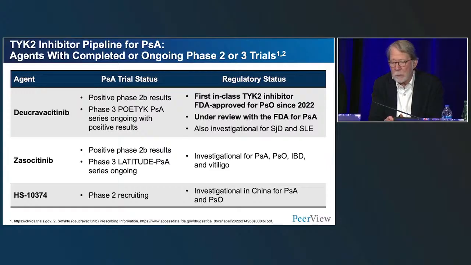In Sjogren's syndrome, we don't have any phase 2 data. They went right on into phase 3. But there too, I can think of many patients in my practice where patients with lupus or Sjogren's would benefit from a new mechanism of action. But tonight we're going to focus on psoriasis and PsA. And then in the Zazo program, besides psoriatic arthritis and psoriasis, they're also pursuing inflammatory bowel disease and vitiligo.